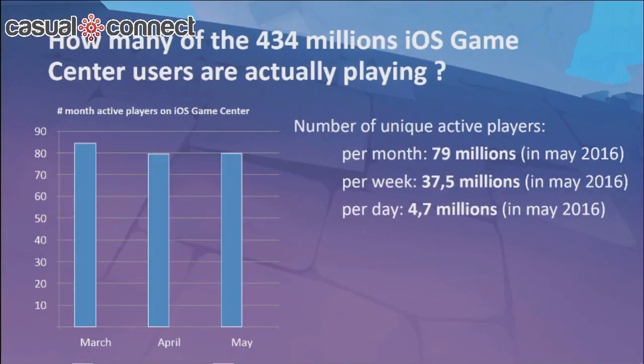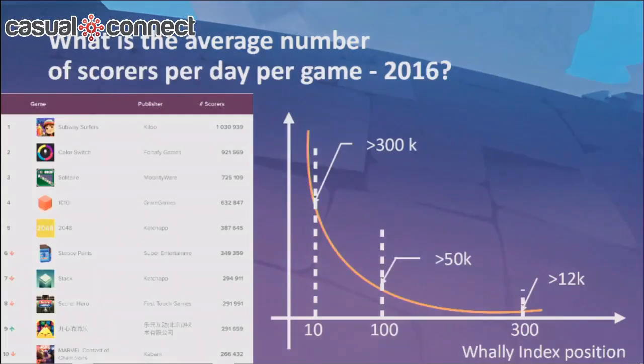So what did we get out of that, and how did those 434 million players actually play last year? On average, about 80 million are active on a monthly basis out of these 434 million registered users on Apple Game Center. 37 million are active weekly, and about 4.7 million last May were active on a daily basis.